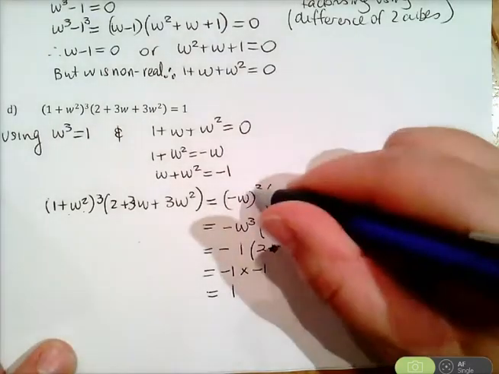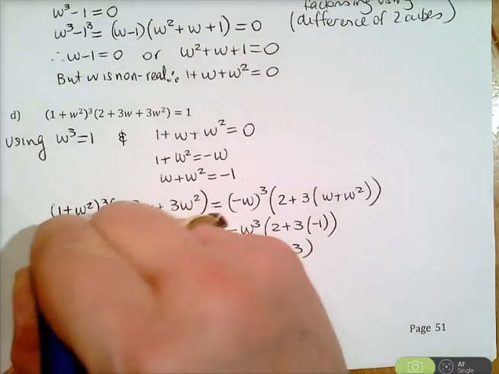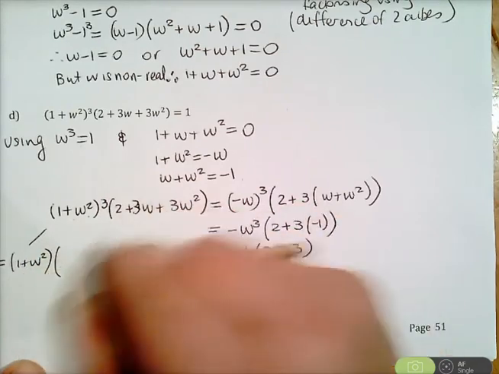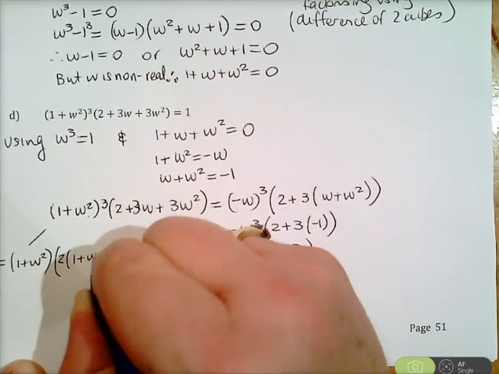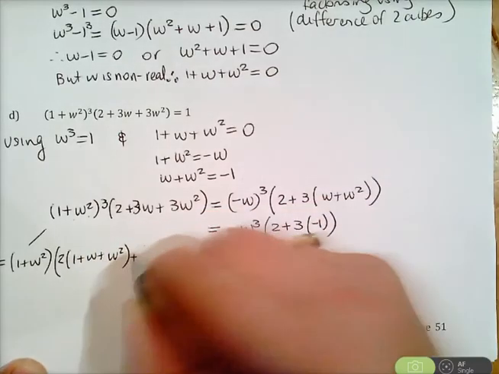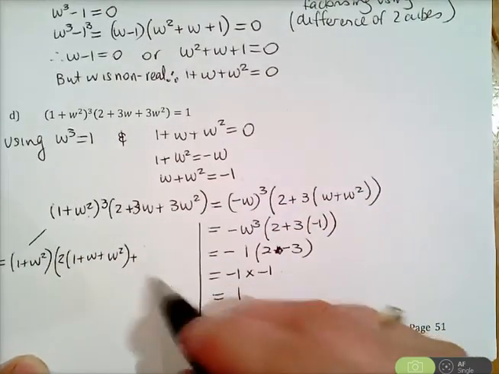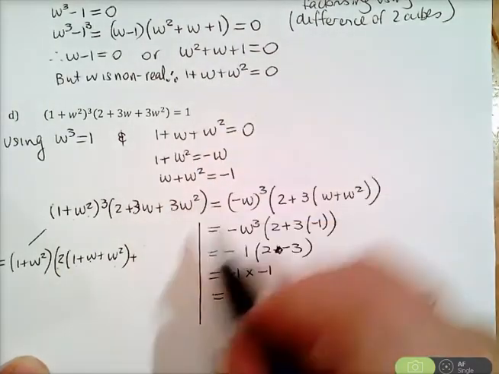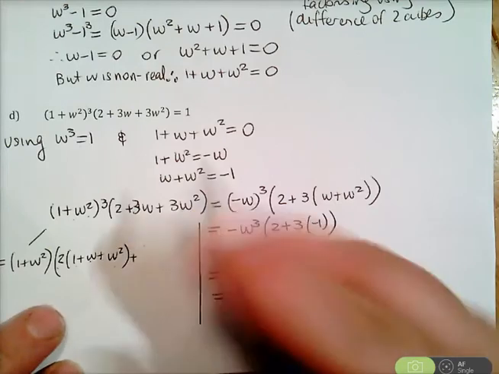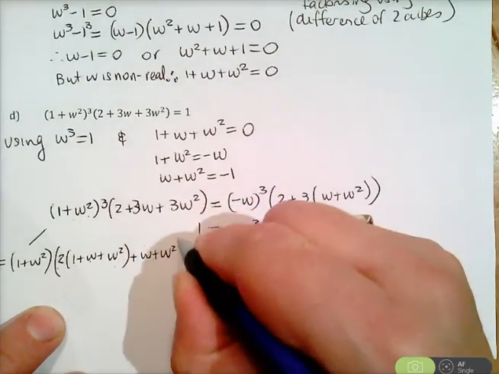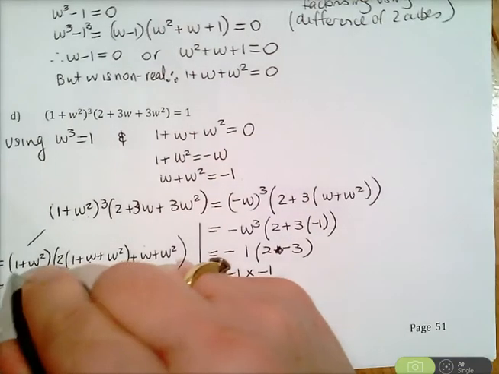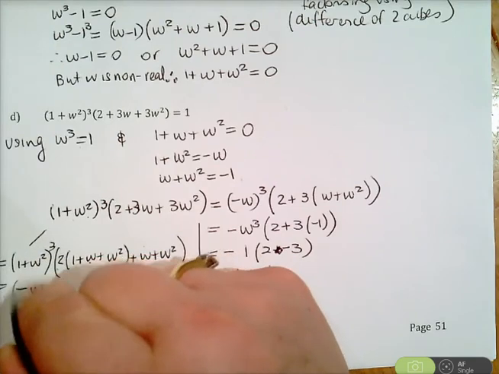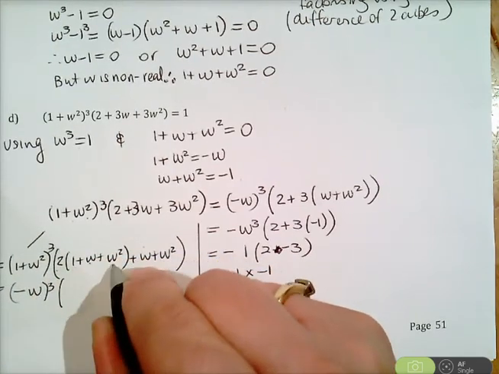Now, another way I could have done that, I could have also gone equals 1 plus w squared, and then I could have written this as 2 lots of 1 plus w plus w squared, and you'll just see it done like this in your textbook. So we've got 2 plus 2w plus 2w squared, but we need 3w plus 3w squared, so we need another w plus w squared. Now it's fine because 1 plus w squared we know is negative w. Sorry, that's cubed as well. So negative w cubed. Then we've got 2 lots of this.